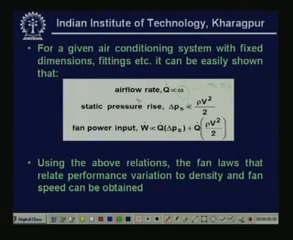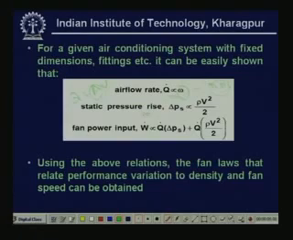So, for a given air conditioning system, Q dot is proportional to speed only, because you know that Q dot is equal to A into velocity. So, for a given duct system, cross sectional area is fixed. So, the airflow rate depends only on the velocity of air, and the velocity of air directly depends upon the rotational speed of the fan. As a result, you can write Q dot is proportional to rotational speed of the fan.